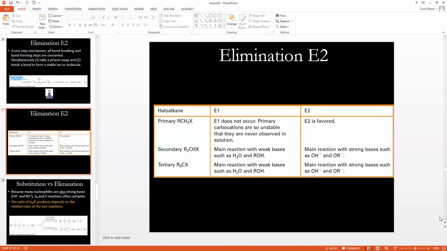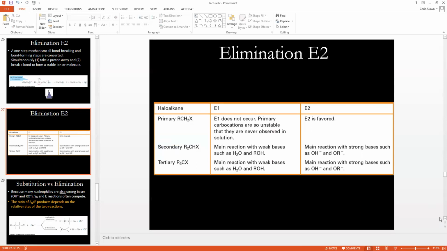So if we think about elimination and E2, and we do a comparison for primary carbons, we don't see E1, only E2. For secondary, if we see weak bases such as water or alcohol, then we're likely favoring E1. Whereas if we have strong bases such as hydroxide or other types of alkoxides, then E2 is going to be favored. And finally, if we have tertiary carbons, the main reaction with weak bases such as water and alcohol is E1 favored, whereas the reaction with strong bases such as hydroxide or ethoxide are E2 favored.